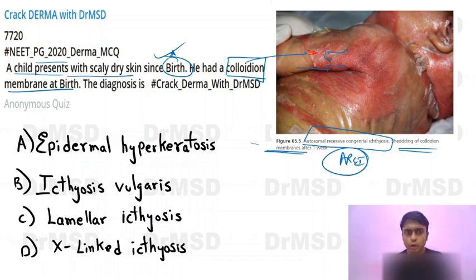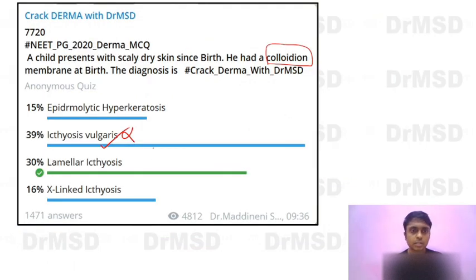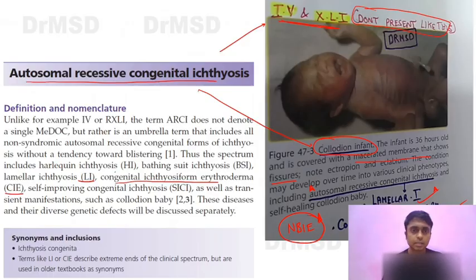So in the following options, lamellar ichthyosis is the only option which is autosomal recessive. And as you can see, I asked this on the 7th of July, and almost 40% of the students answered ichthyosis vulgaris. Please remember, it is lamellar ichthyosis. I will just tell you what all are autosomal recessive. So these are autosomal recessive congenital ichthyosis: lamellar ichthyosis and congenital ichthyosiform erythroderma. Please remember, congenital ichthyosiform erythroderma is non-bullous.